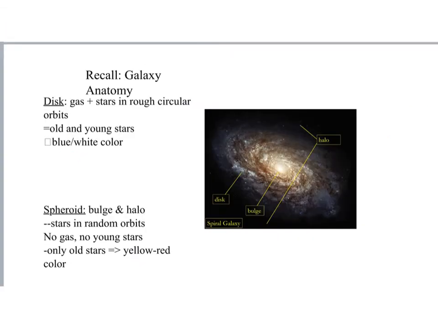And before that, let's recall a galaxy anatomy. And this is the one with the capital G. So we're going to think about what we know about Milky Way. So remember, we have the disk component, right? Where the gas and the stars are in rough circular orbits. Remember, they kind of bob up and down, okay? And that's thanks to the gravity of the disk, right?